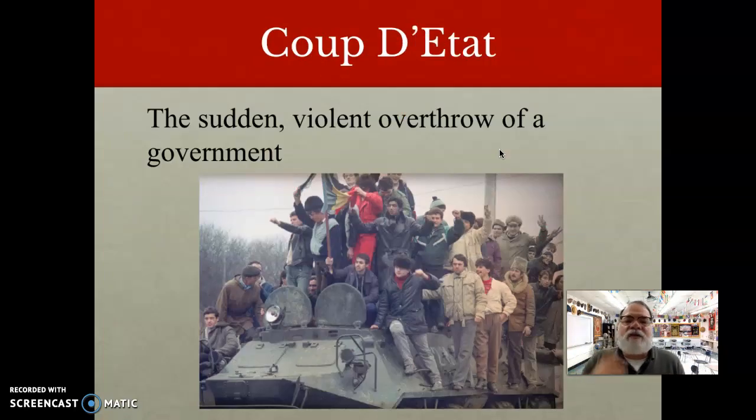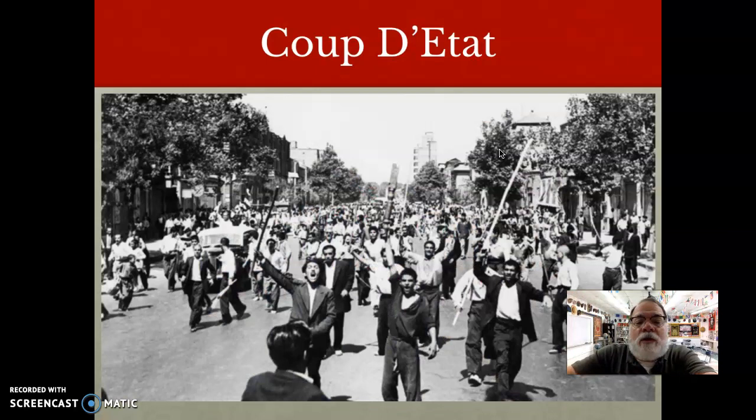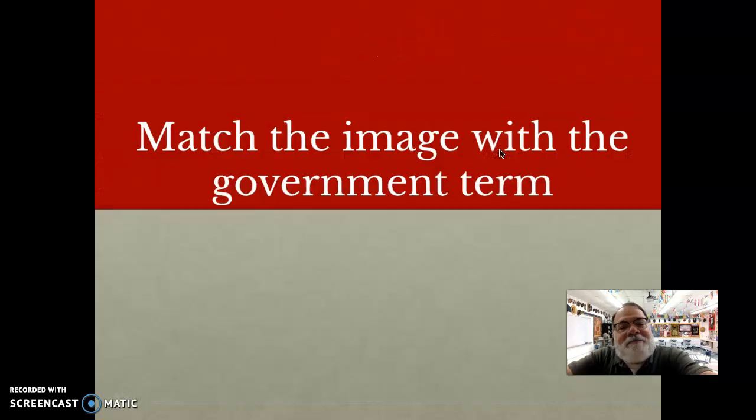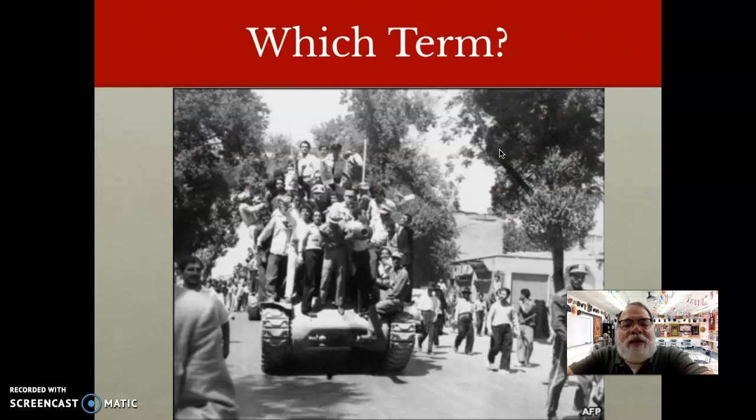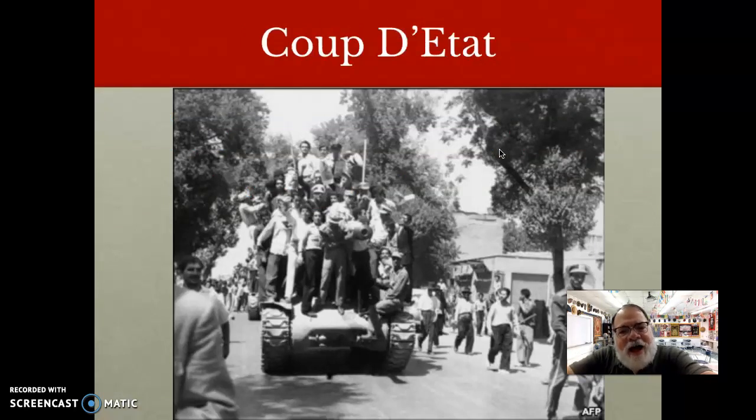Coup d'etat, the sudden violent overthrow of the government. Here we see guys who have taken over the government, and they're on top of the government tanks. Huh, I wonder what happened to the soldiers. Oh, here's another image. People in the streets, baby, overthrowing the government. Yeah, coup d'etat. All right, let's see if we can match the image with the government term. Which one was this? Oh, a bunch of guys on a tank. We just had this. Coup d'etat, which is the overthrow of the state, a French term.